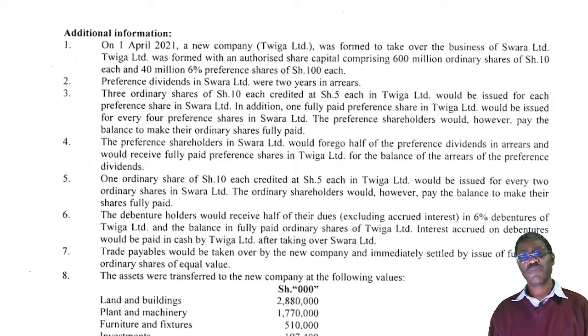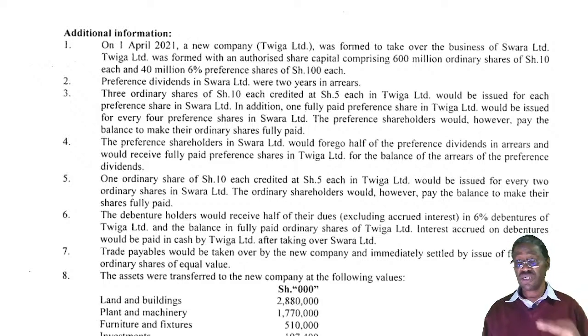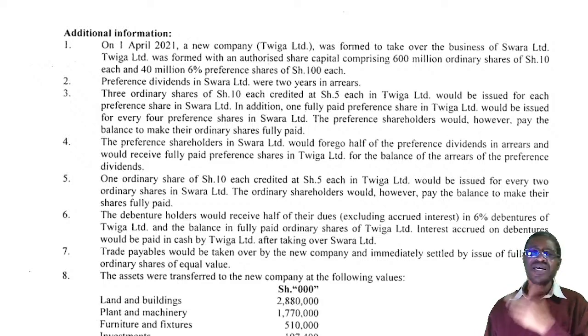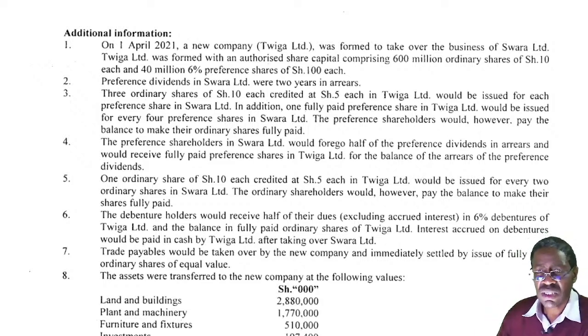Number two, preference dividend in Swara were 2 years in arrears. For now, it is just information. Number three, three ordinary shares of 10 each, credited at 5 each in Twigger, would be issued for each preference share in Swara. What they are saying, you Twigger, what are you giving?